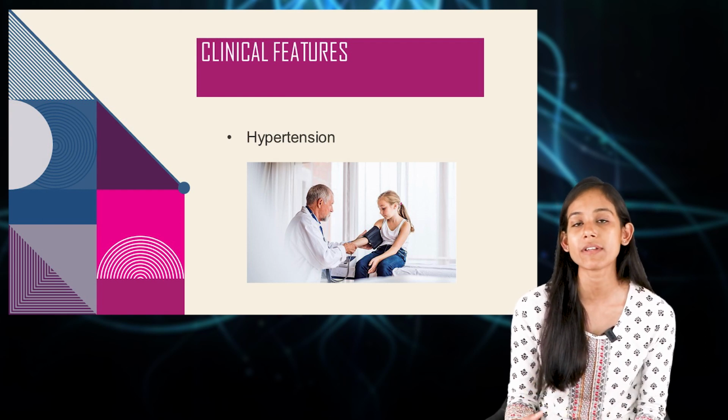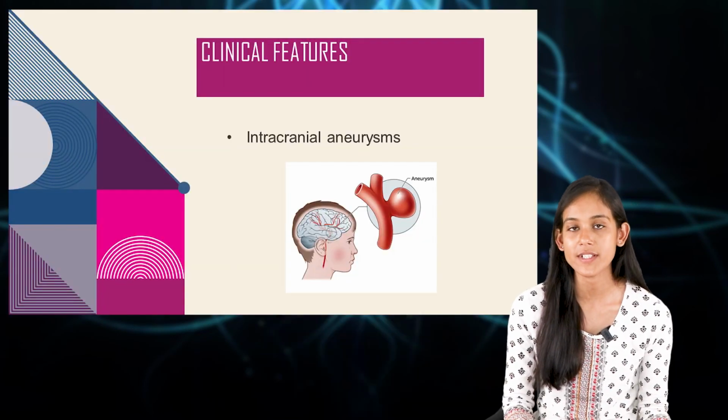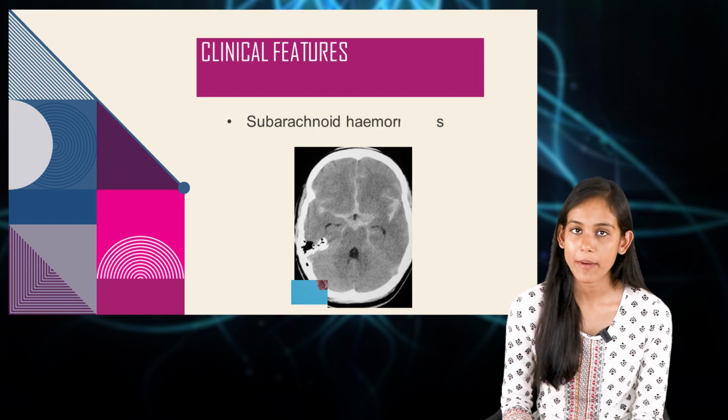So that's the reason the child will have hypertension. Also, it can cause intracranial aneurysm. So when there is polycystic kidney disease, this can cause cyst formation in other organs of the body also. So there would be intracranial aneurysms, and then subarachnoid hemorrhage.